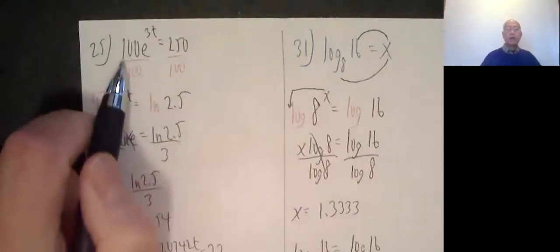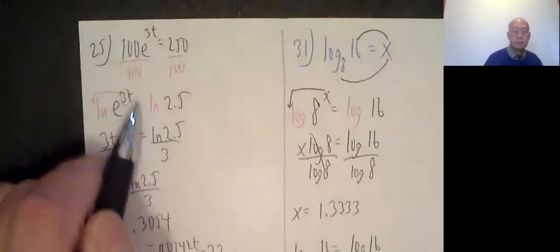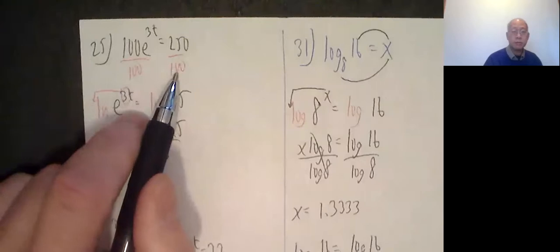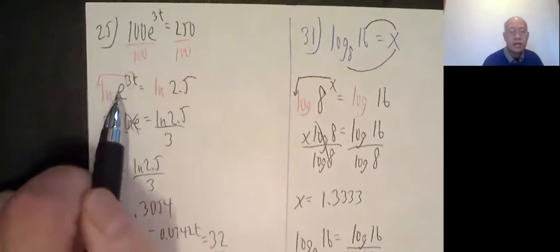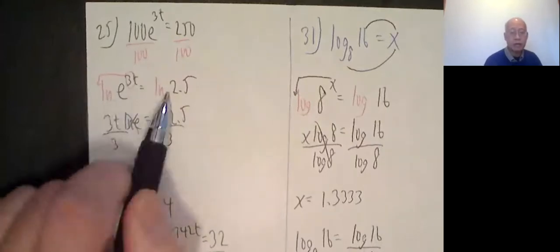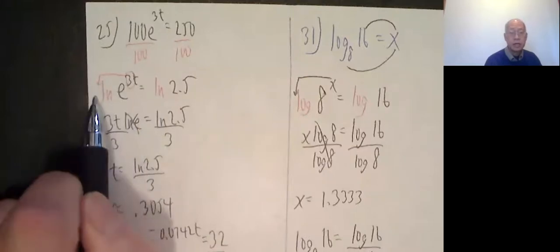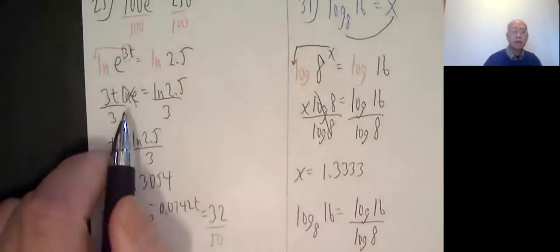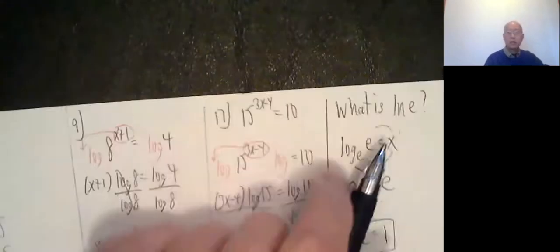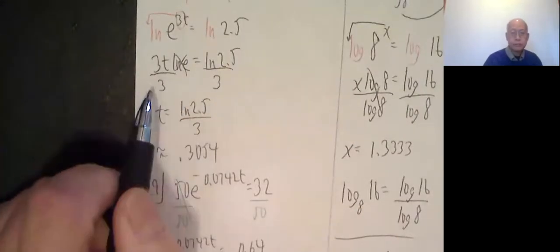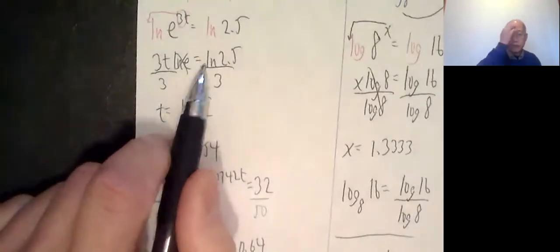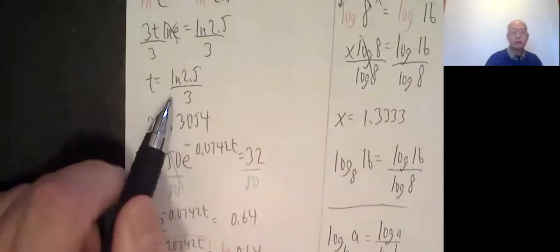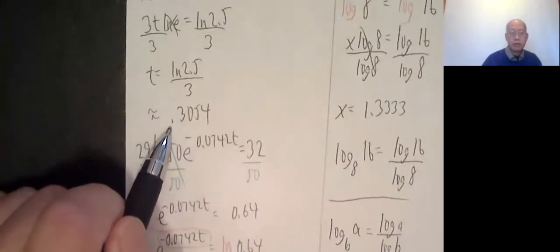Okay, 100 e to the 3t equals 250. Divide both sides by 100. E to the 3t equals 2.5. Now, to get rid of an e, you take the natural log of both sides, so ln both sides. Then the 3t comes in front. And I demonstrated already that ln of e is 1. So if you multiply by 1, you can just forget about it. So I have 3t equals ln 2.5, so t is natural log of 2.5 divided by 3, which is about 0.3054.